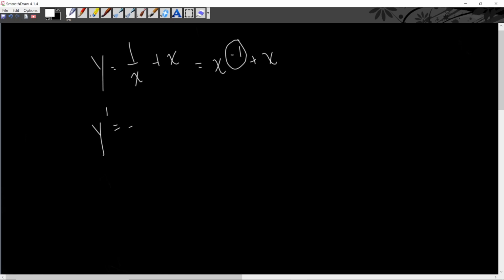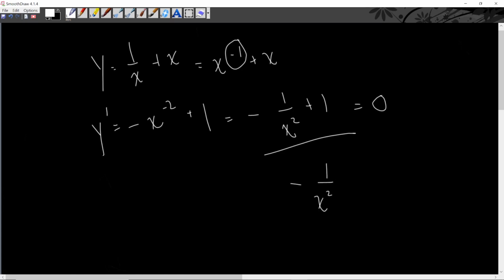So n is equal to negative 1. We can pull that negative down, and then n minus 1 will be negative 1 minus 1, so minus 2. Plus the derivative of x, which we said was 1. So we have negative 1 over x squared plus 1. Now we have to set this equal to 0. So negative 1 over x squared plus 1 equals 0. Let's bring the x's to one side and the numbers to the other side. Now we can divide both sides by negative 1. Then you multiply x squared to this side, and you get x squared equals 1, which means that x is equal to plus or minus 1, right?